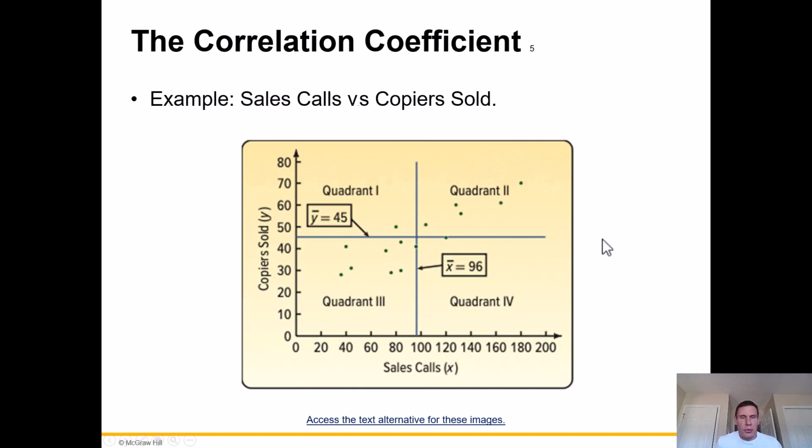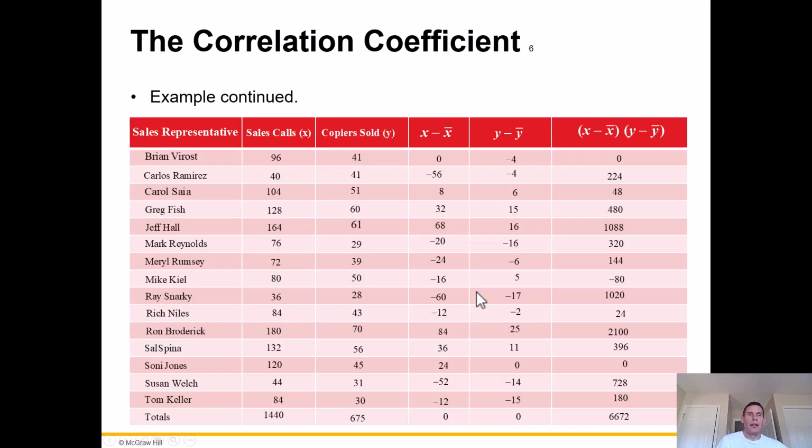So sales calls versus copiers sold. What I've done here is superimpose these lines to make the four quadrants. Obviously it isn't a perfect straight line positive, but you can see that there is a positive slope. It is moving up. So what is that saying? It's just saying that the more sales calls you make, the more copiers you would sell. Kind of makes sense, right?